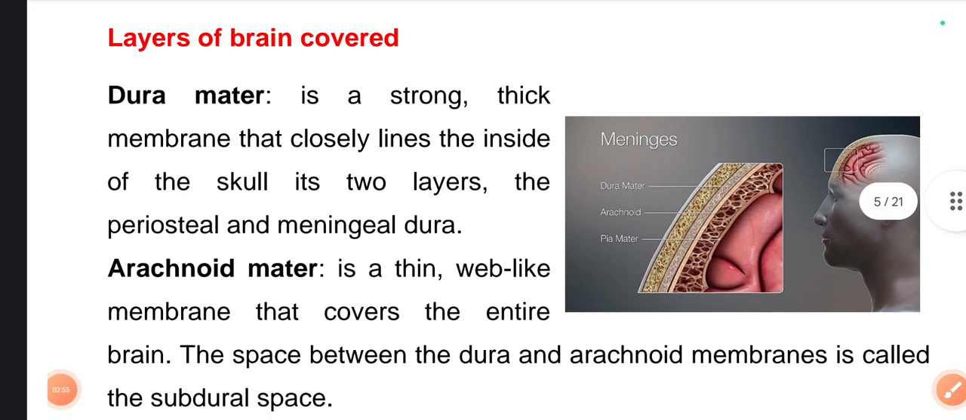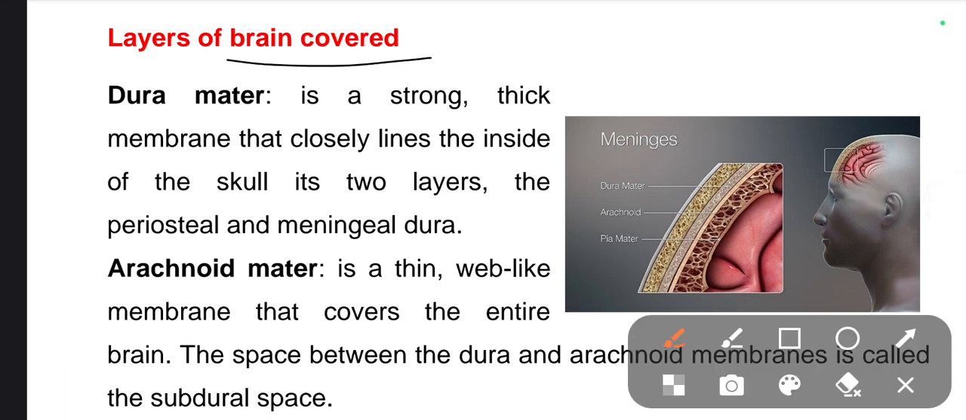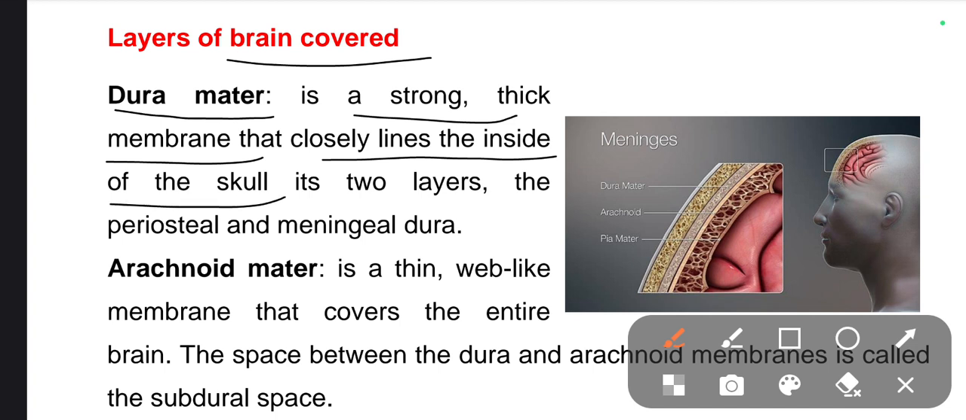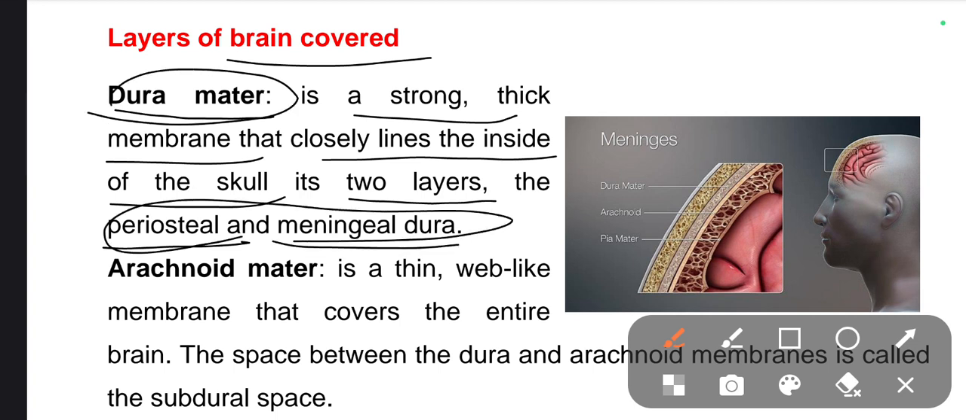The next one is the layers of the brain. The first layer, the outermost layer, is the dura mater. It is a strong and thick membrane that closely lines the inside of the skull, on the inferior surface of the skull bone. It has two layers: the first one is a periosteal layer and the other a meningeal layer. These two layers are present within the dura mater.